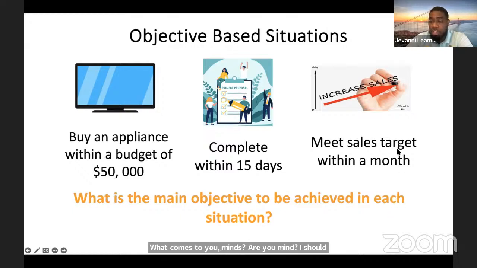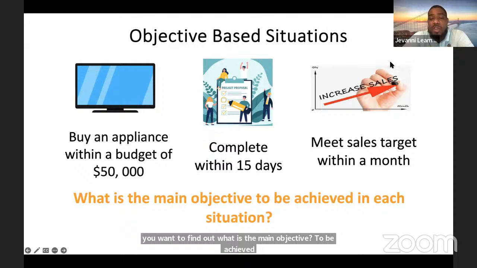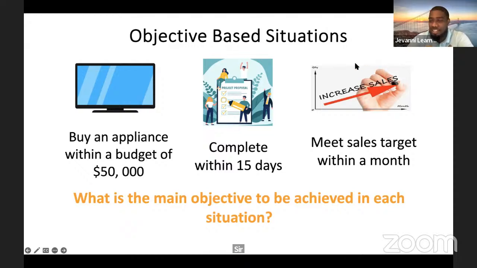Anyone? So you want to find out what is the main objective to be achieved when you're buying an appliance within a budget of 50,000. Did you raise your hand?